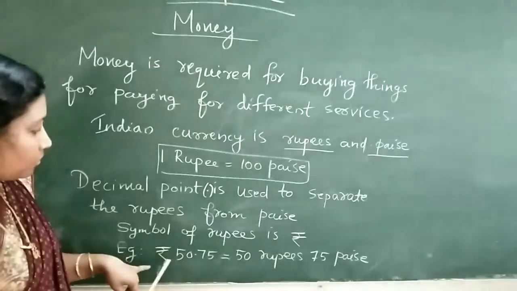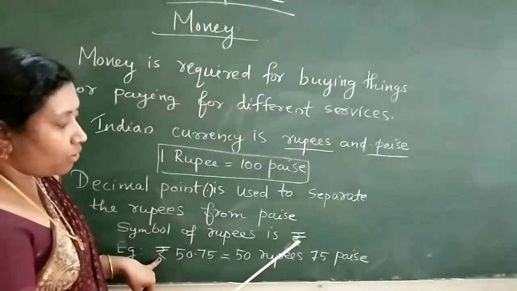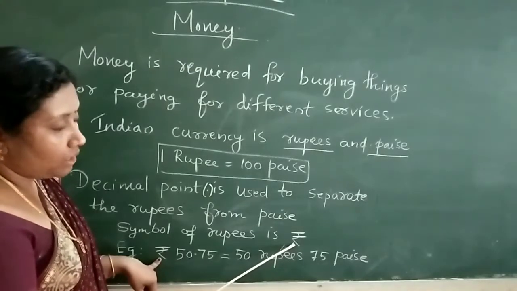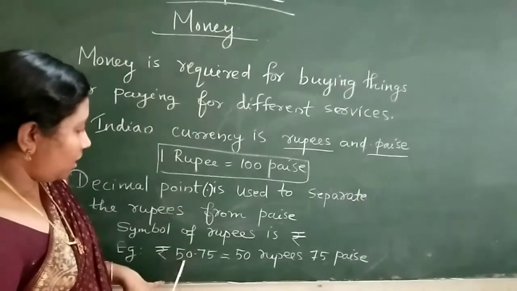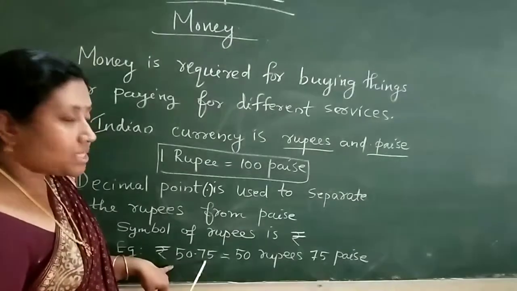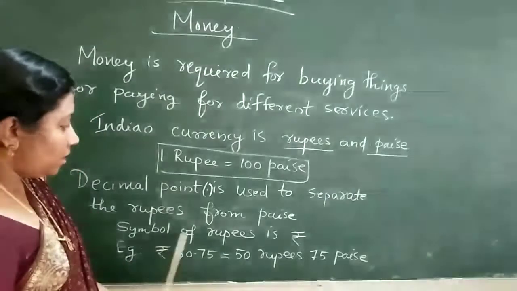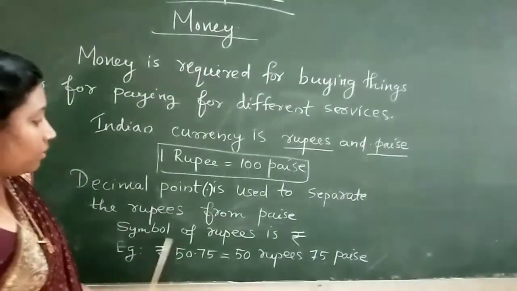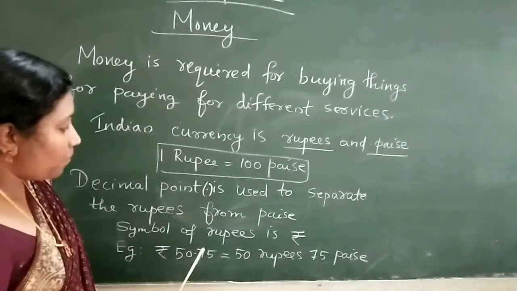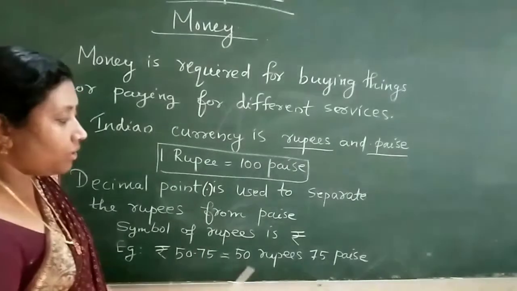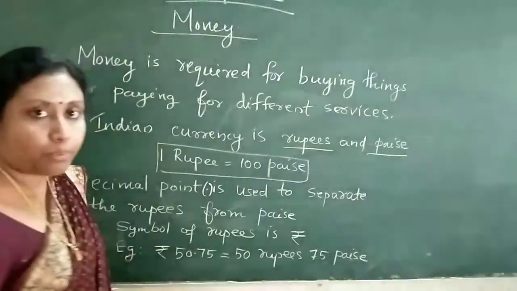Decimal dot. For example, this is the symbol of rupees. Then 50 rupees 75 paise. In this notation you write it as rupees 50.75. I'll read this one. 50 rupees and 75 paise.